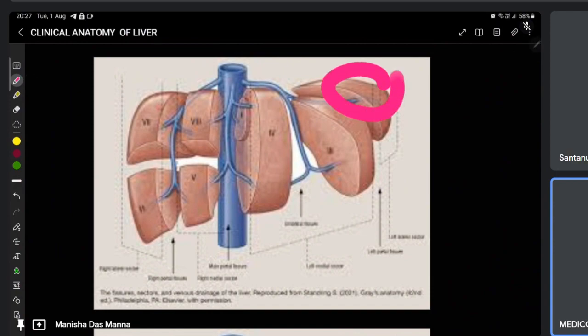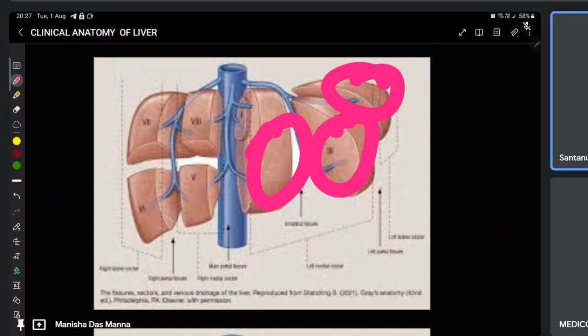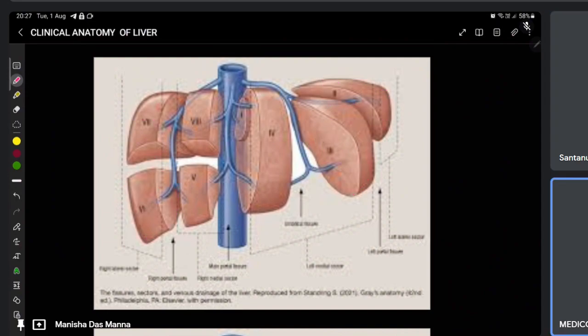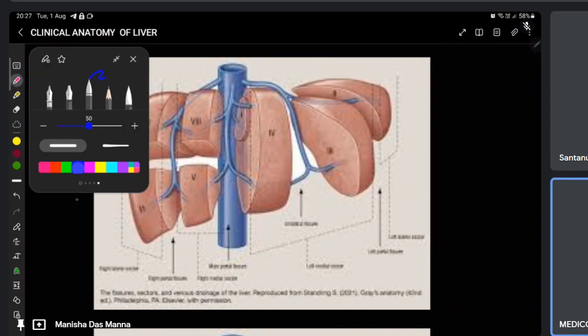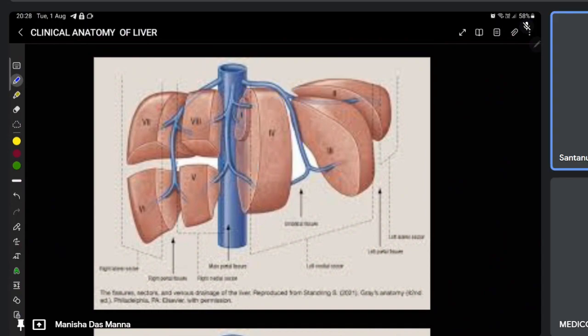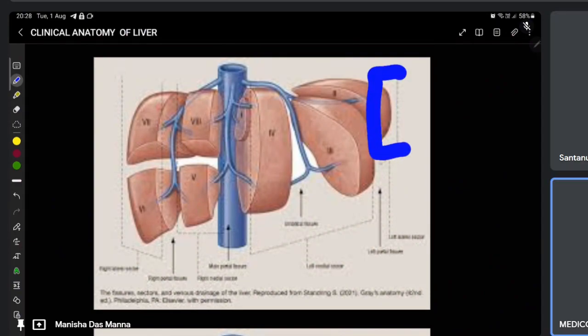This is lobe 2, this is lobe 3, this is lobe 4, this is lobe 5, 6, 7, and 8. Actually, lobe 4 is a single large lobe. You can appreciate also the sector, the left lateral sector. This is the actual left lateral sector.